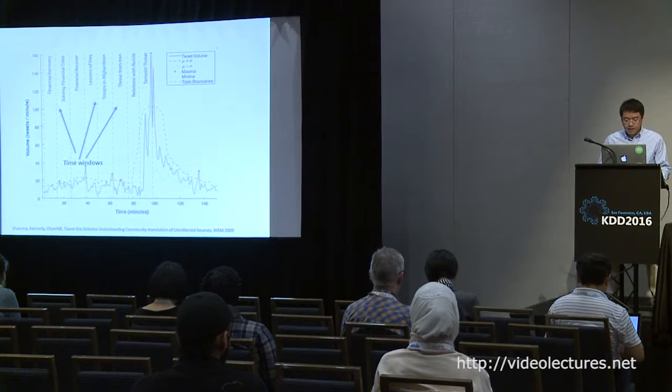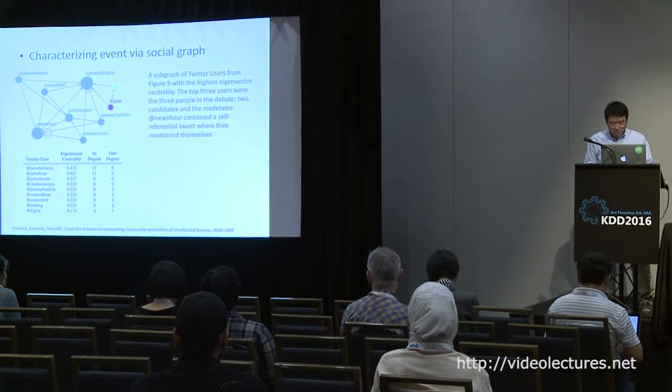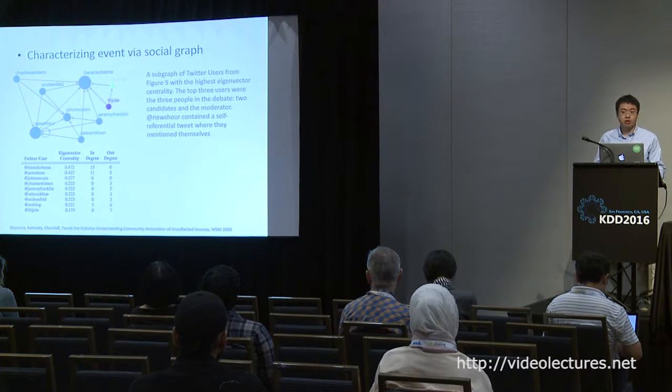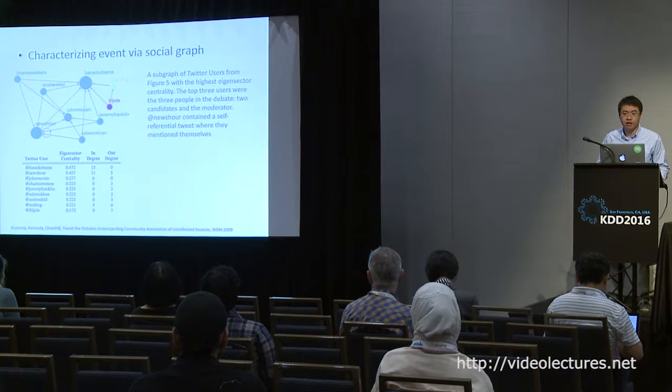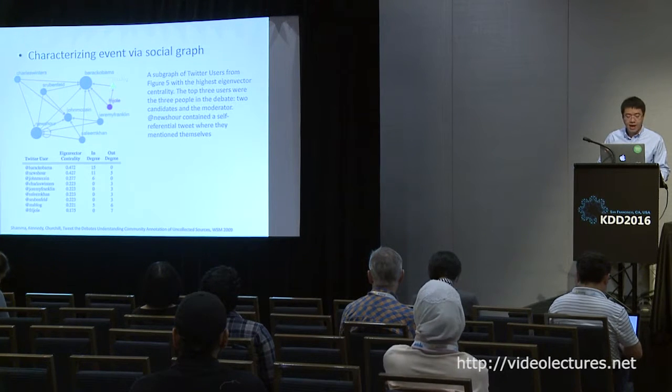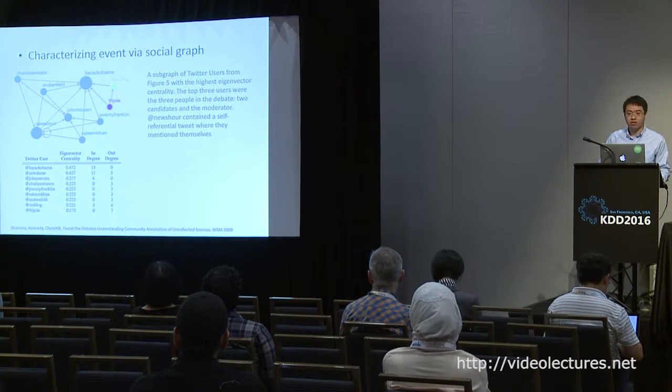Okay, and then based on this established alignment, using this time window approach, they are able to categorize the event in depth. So one of their tasks is to categorize the event via the social graph. They first establish the alignment, and they also get all the tweets within that time window, and they construct a social graph of Twitter users based on their mentions.